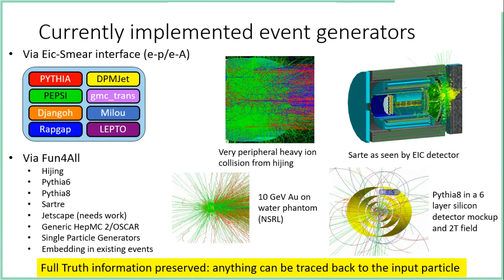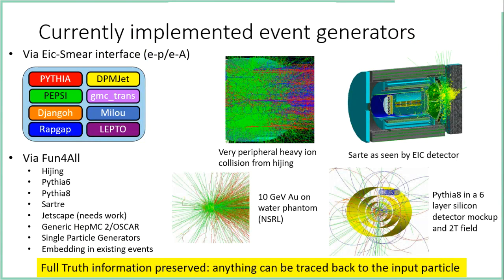So on the right side, you see some displays. The very powerful heavy ion collision from Hijing. Then we have Sartre, that's up there on the top right. Just to point out the original particles you can see coming in the middle. There's a little red one. So it's two particles going off, but then it hits the hadronic calorimeter and basically makes a huge shower in there. So this is why this thing looks so dense, while Sartre itself just produces a few particles normally.